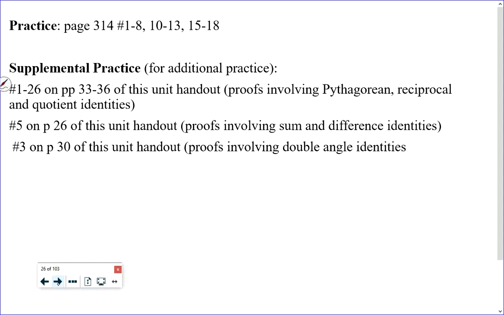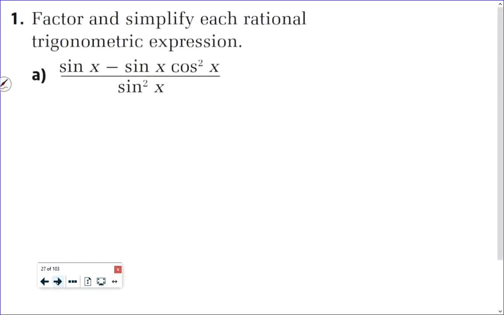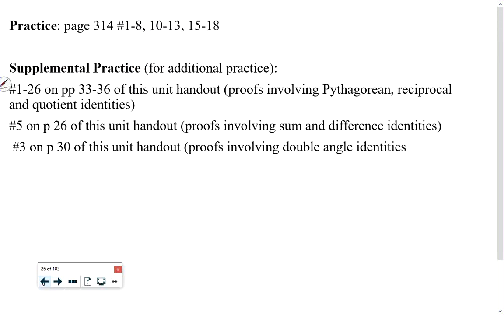When we learned about Pythagorean reciprocal and quotient identities, I gave you a list of extra practice problems, but some of the ones in the section in your handout were not included because they were proofs. The same thing with sum and difference identities. The same thing with double angle identities. So you can find extra practice proofs on these pages. The more of this stuff you do, the better you will get at it. So get to work on that. I'll be around to just check on you and help you out in a few minutes.